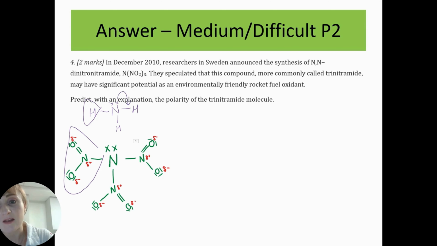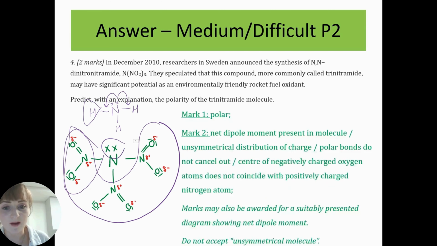Similar to ammonia, the lone pair of electrons causes repulsion to the bonding pairs, which means that overall, this end of the molecule becomes partially positive, and this end of the molecule becomes partially negative. So overall, there is a net dipole present because there's an unsymmetrical distribution of charge because your polar bonds don't cancel out. Similar to the last one, if you show this as a diagram with a net dipole moment, that answer will also be accepted.